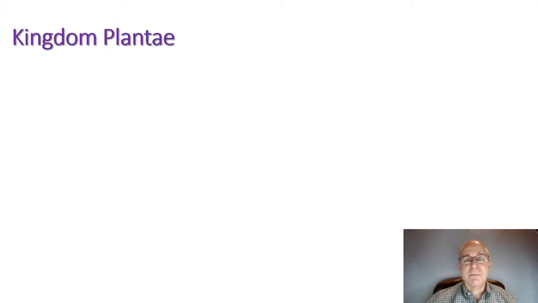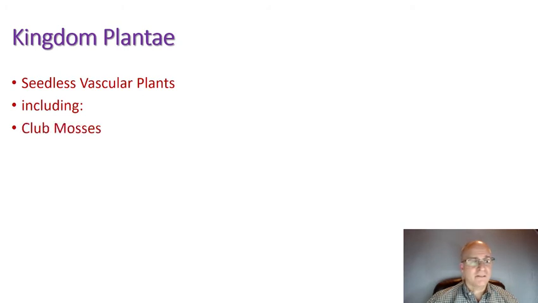So the next type of plant is what we call the seedless vascular plant. Now, as with the non-vascular plants, these plants are going to reproduce with spores, not seeds. But in this case, they're going to contain vascular tissue that can allow them to grow bigger than the non-vascular plants. And there's two that I want to talk about real briefly here.